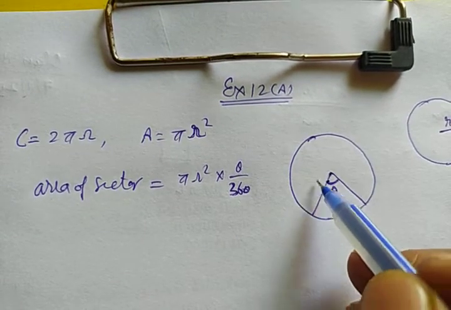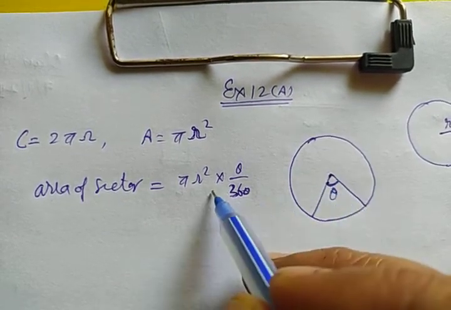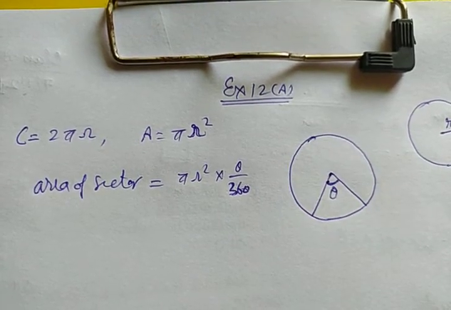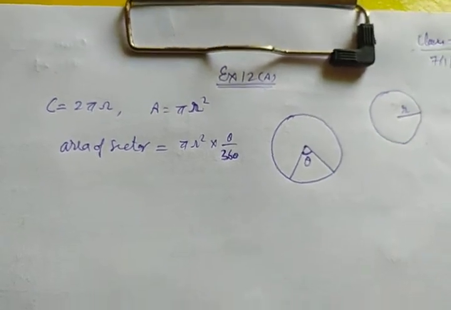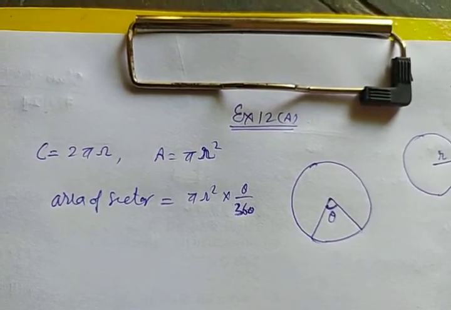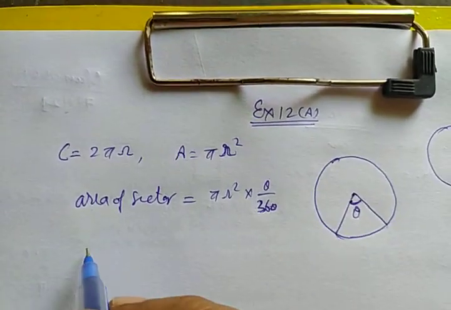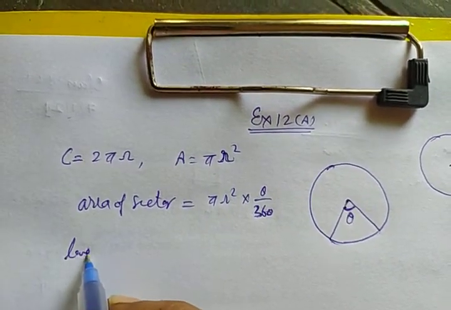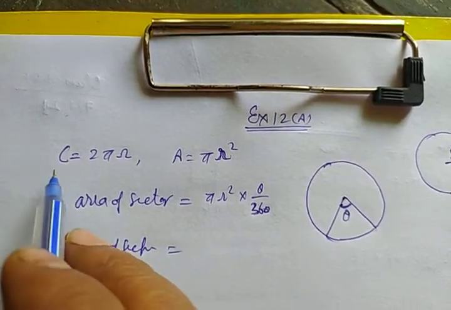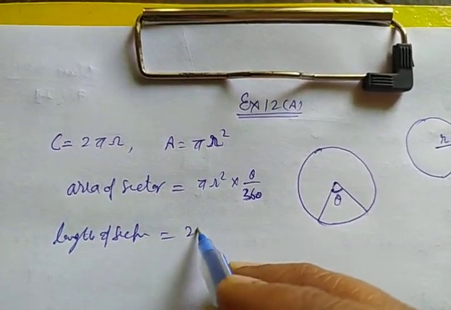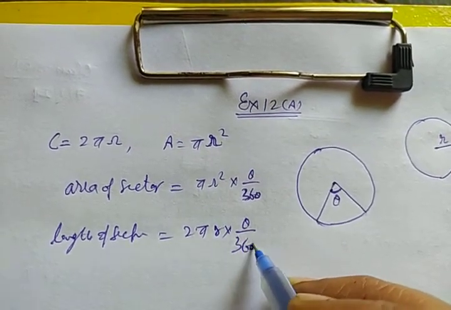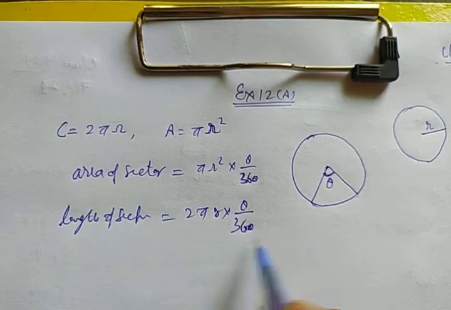If you are putting this angle, then it will provide area of the major sector. This is the minor sector. Now simply, if you want to calculate the length of this sector, again the length of perimeter, length of sector, length of circumference of the sector rather you can say, then again 2 pi r into theta upon 360. This theta upon 360 factor is being introduced here.